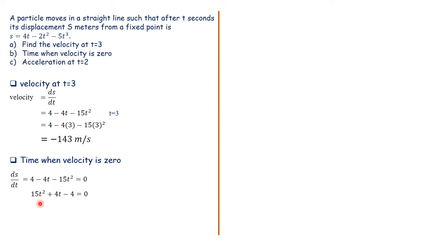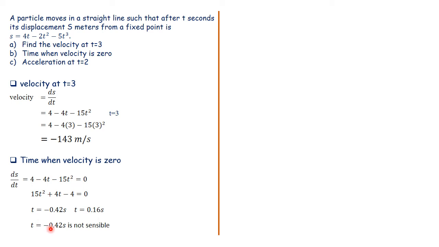I get 15t squared plus 4t minus 4. And in case you're wondering why I've changed the signs, I've just taken everything here to the other side. To get this positive, this one becomes positive, this becomes negative, and equate that to 0. Solve as a quadratic equation, at which point you get t is either negative 0.42 seconds or 0.16 seconds.